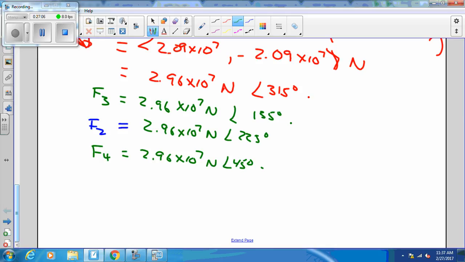So having done the hard work for one charge, we get to copy it all over and make it easy for the other three.